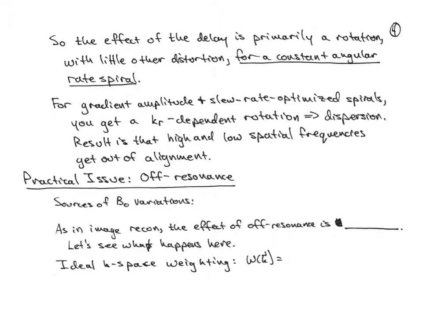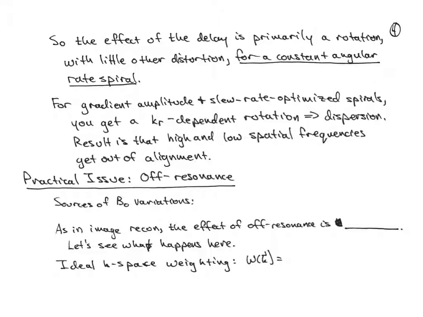So the effect of the delay is primarily a rotation with little other distortion for a constant angular rate spiral. But for more practical gradient amplitude and slew rate optimized spirals that you would use in practice for the shortest possible excitations, you get a rotation that is dependent on the position of the k-space trajectory, of the k-space radius, and that gives you dispersion. And the result is that high and low spatial frequencies get out of alignment, and that results in distortions.